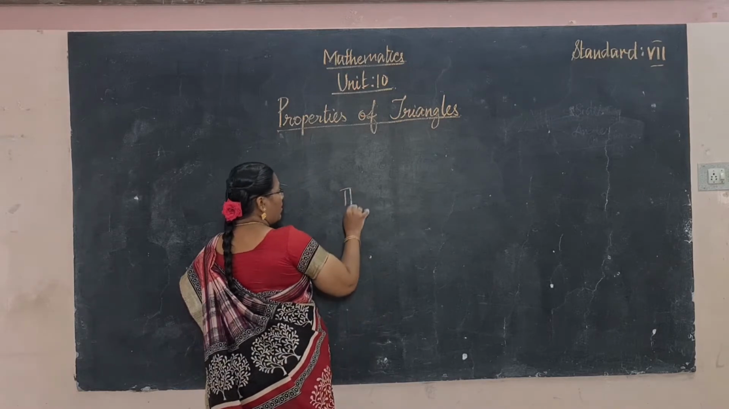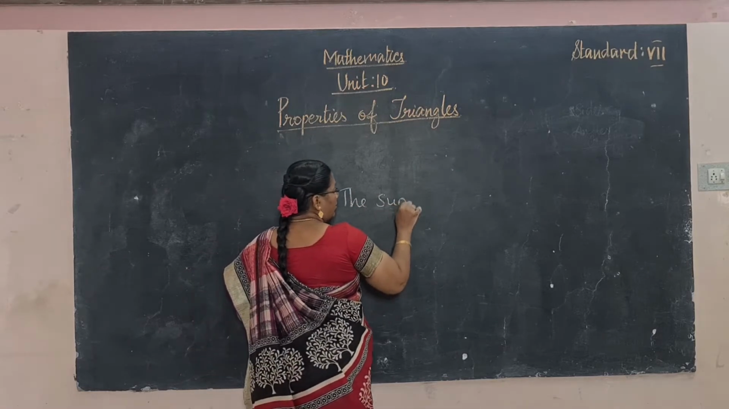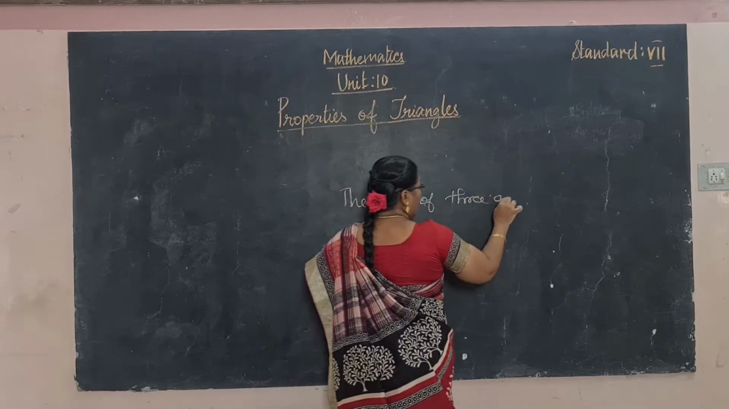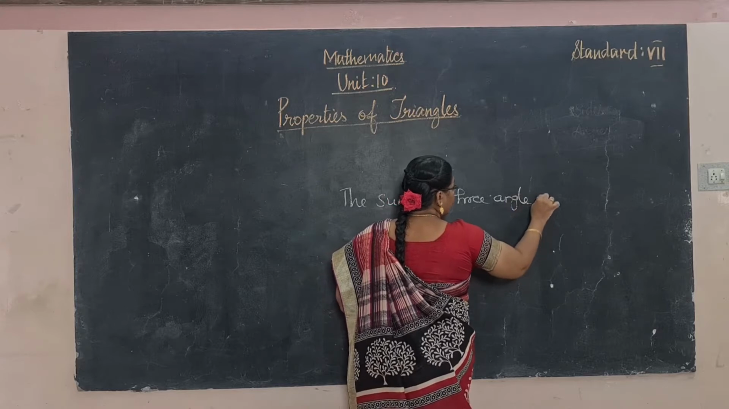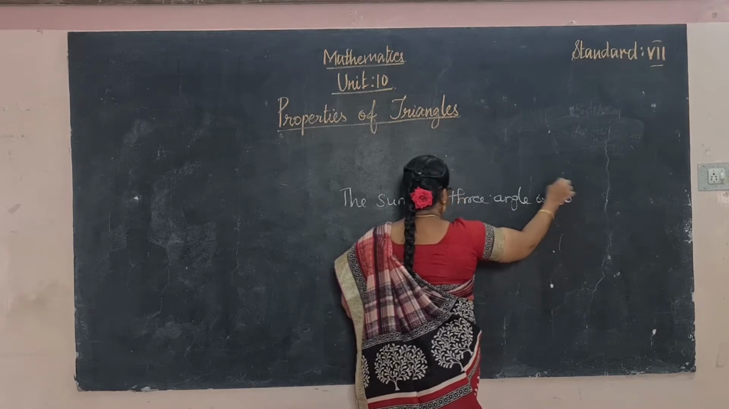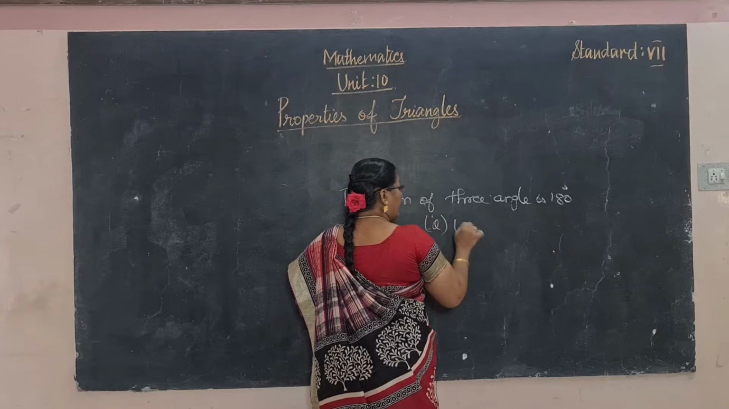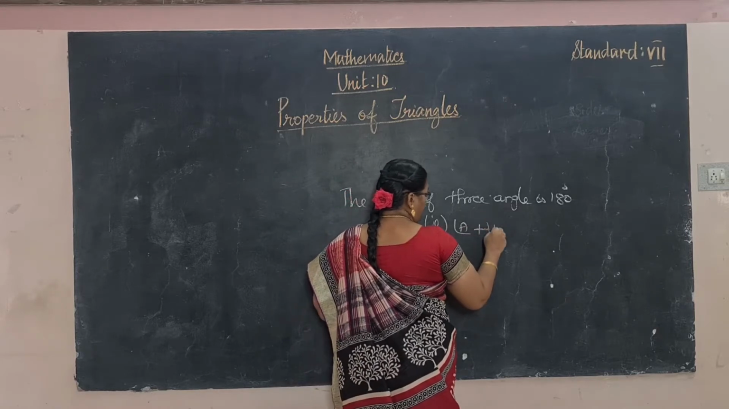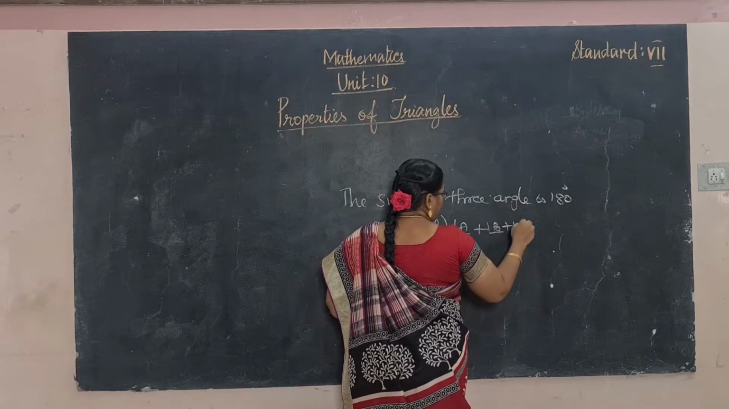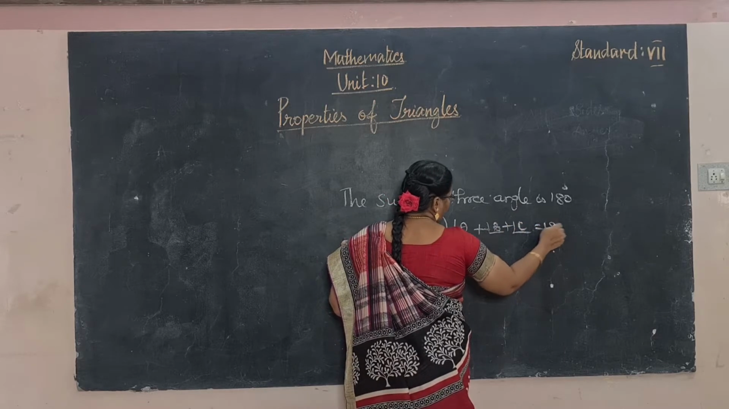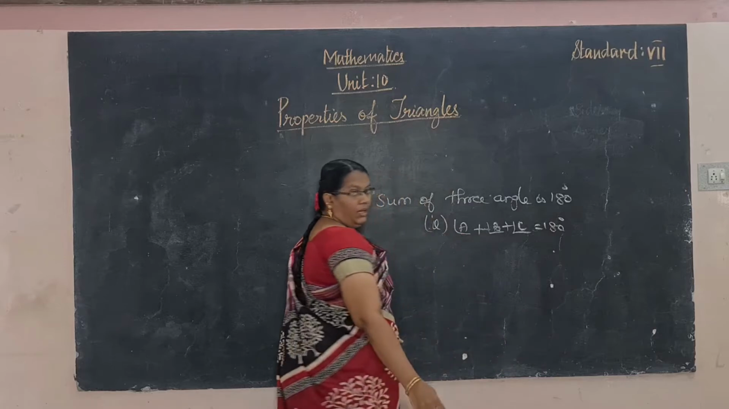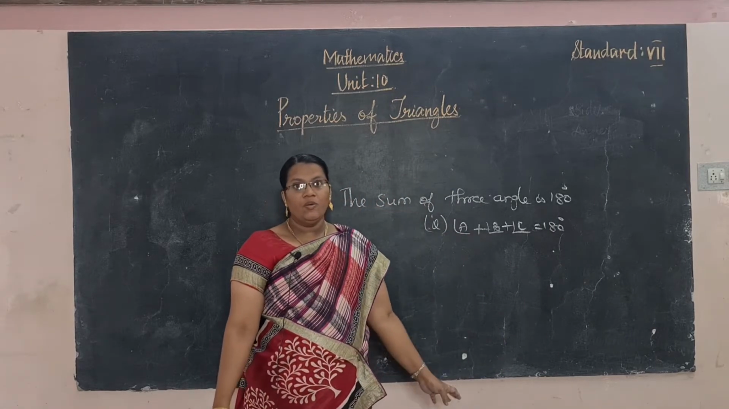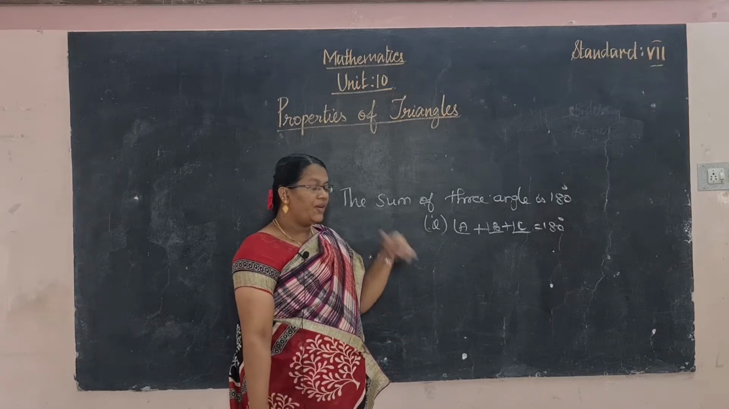Recapitulate the angle sum property of a triangle. What is the formula? The sum of three angles is 180 degrees. That is, angle A plus angle B plus angle C is equal to 180 degrees. We also did an activity on it. I hope you understood the previous concept.